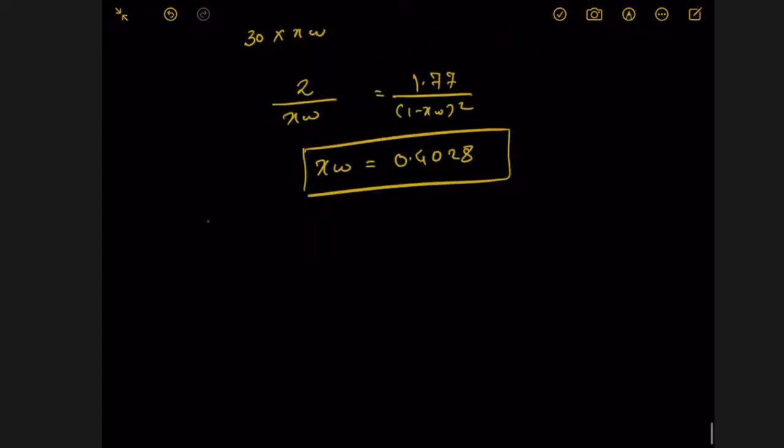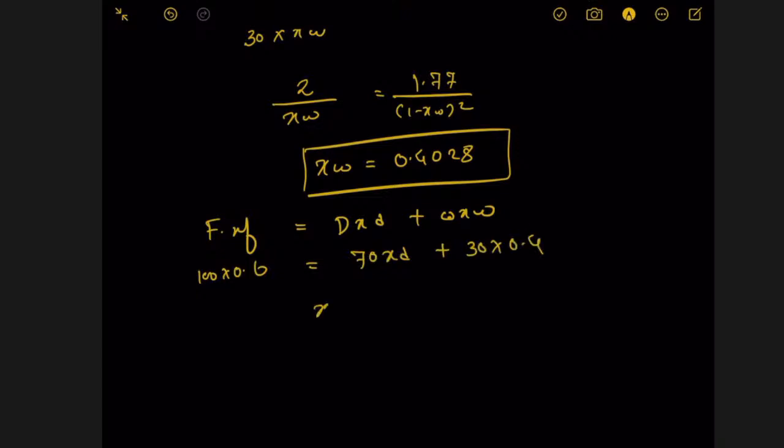F into xF equals D into xD plus W into xW. So it is 100 into 0.6 equals 70 into xD plus 30 into 0.4. You can easily calculate the xD value. How much is it coming? It will come 0.6841. So that has been asked in the question, the mole fraction of A in the distillate, that is the value of xD. This is a very easy question.